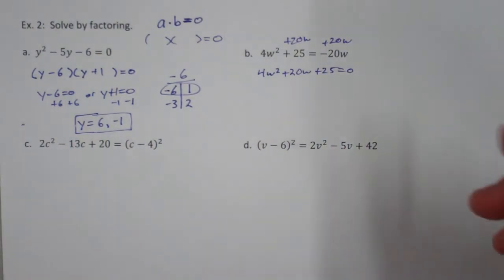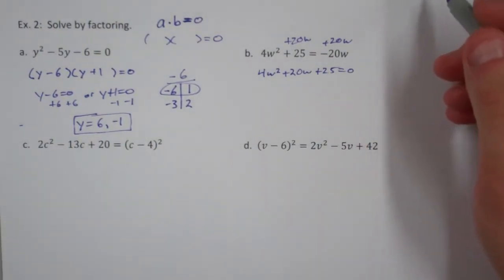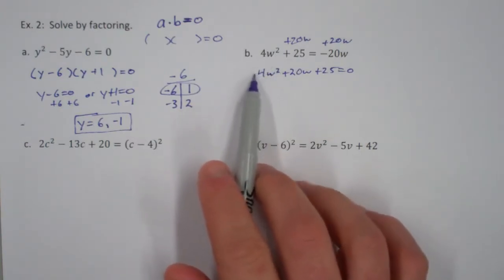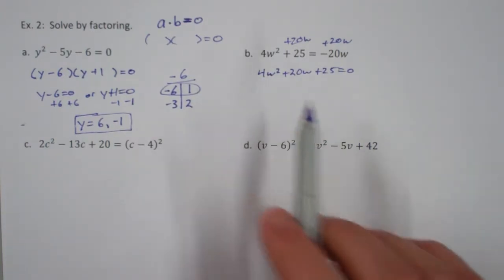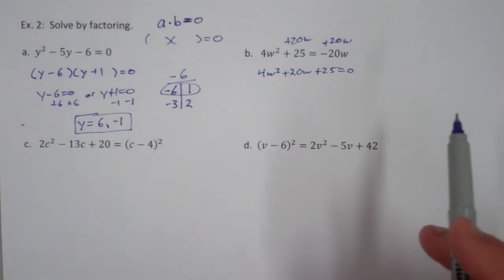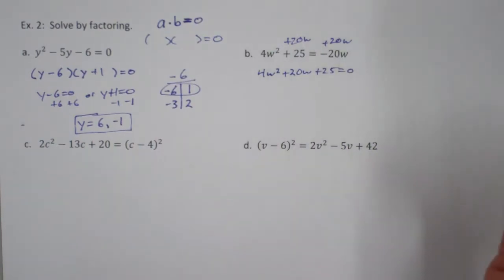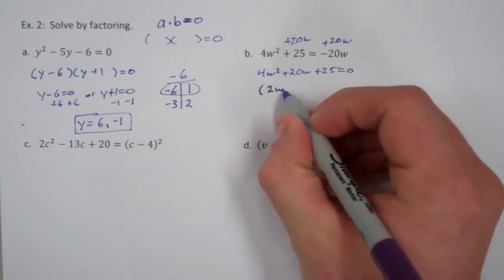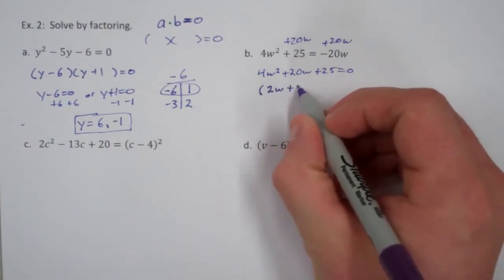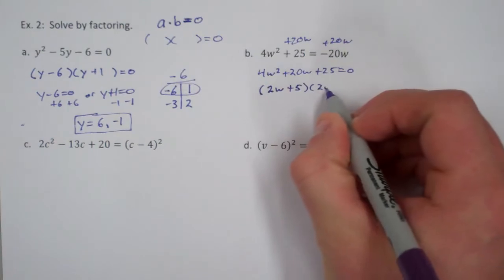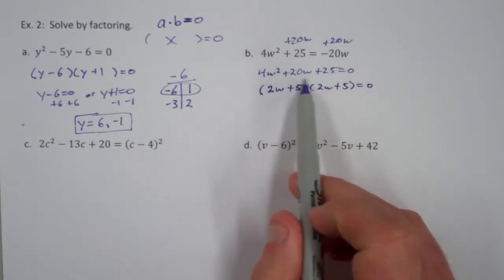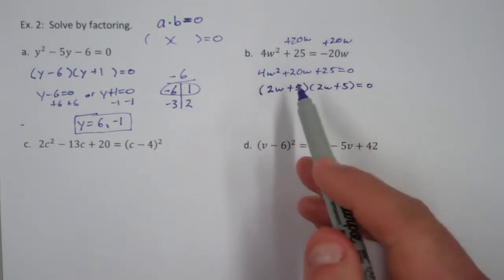Now what we need to do is we need to see if we can factor this. There's many different ways to factor this. One thing I'm noticing though is that my first term is a perfect square. It's 2w times 2w. And this one is going to be 5 times 5. So this one's worth investigating. We're wondering, could we rewrite it like this? 2w plus 5 times 2w plus 5. We need to make sure that the middle term here works out.